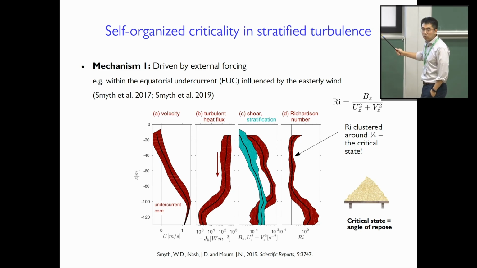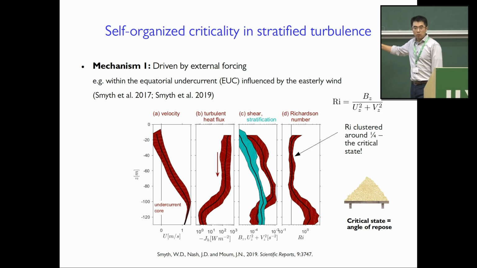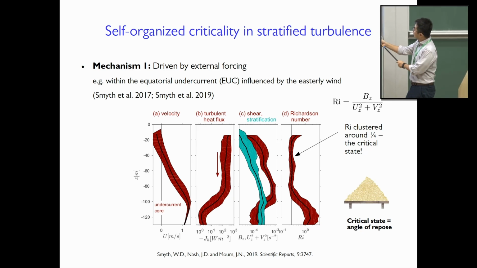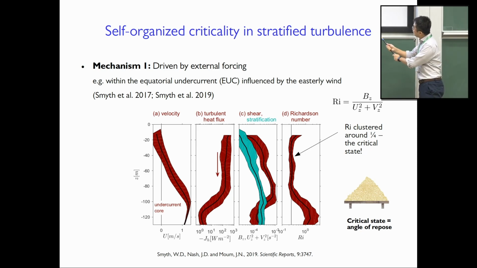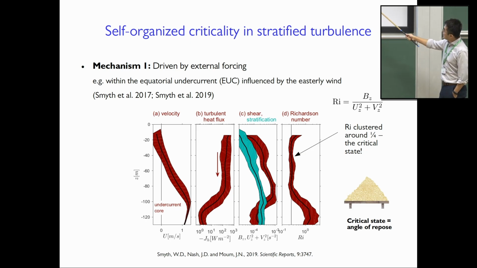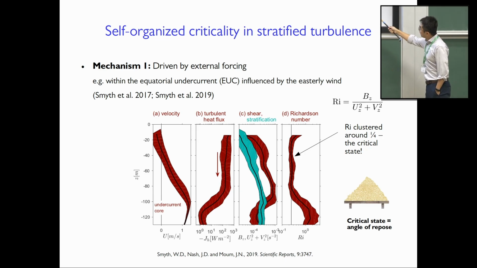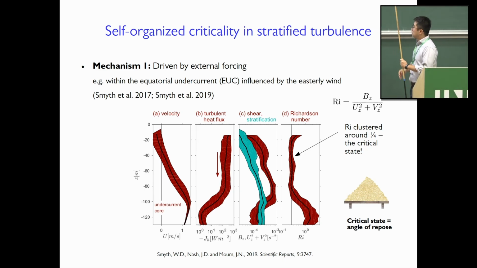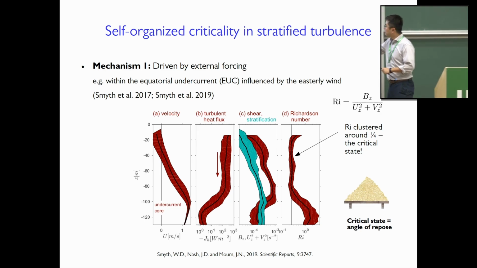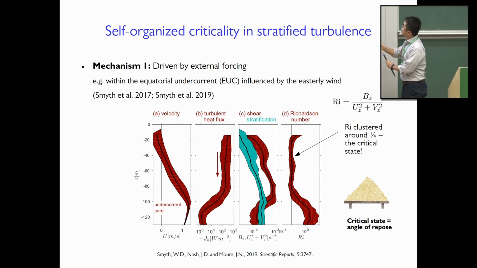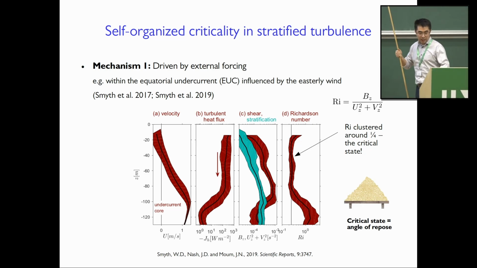If you take the ratio of the green and the red, you get the gradient Richardson number, which the authors plotted in the last column. What catches the eye in that column is that the values of the gradient Richardson number actually stick to the 1/4 value for a significant distance over the profile. That motivates the authors to ask, do we have an angle of repose in the ocean, a Richardson number of 1/4?